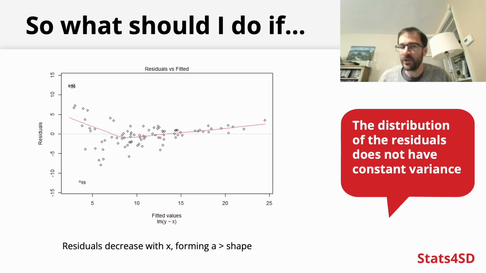If we've got the reverse shape and more variability at low values and then less variability at high values, that's possibly indicating that an inverse transformation, so 1 over y, might be a better way of trying to deal with that statistical model, because that will help explain that variability at the lower end a little bit better than if we look at y on its original scale.